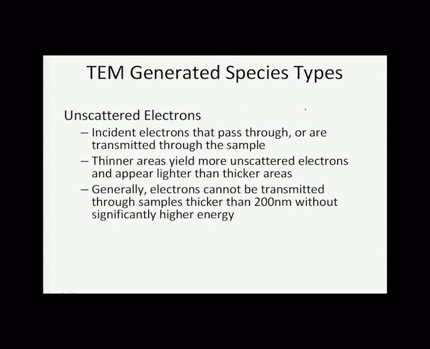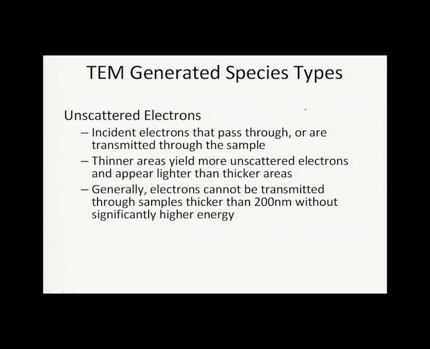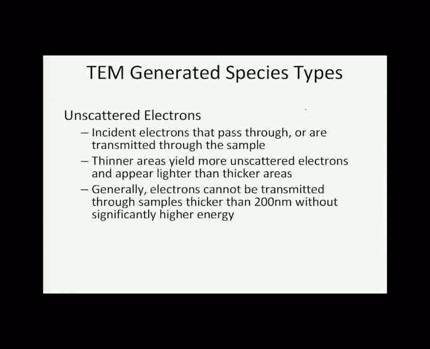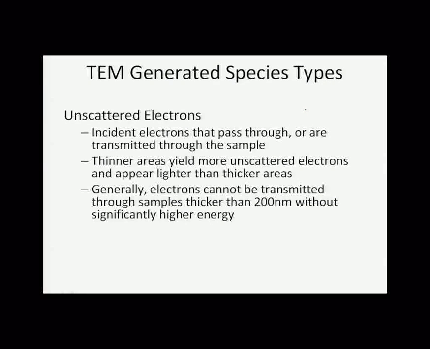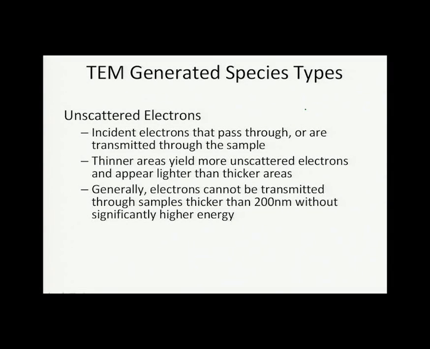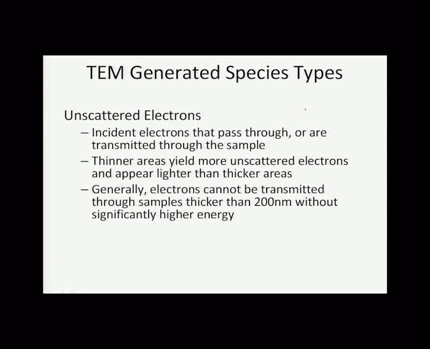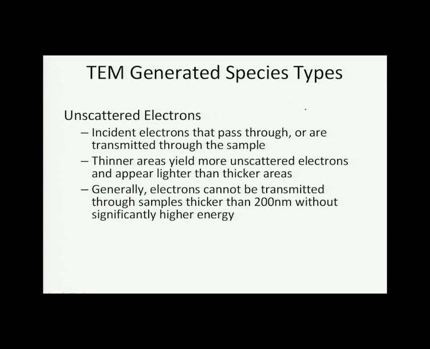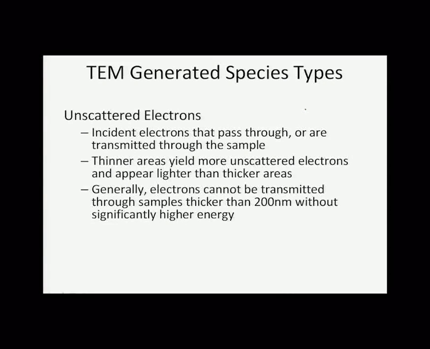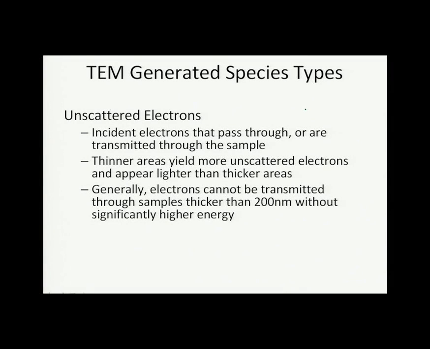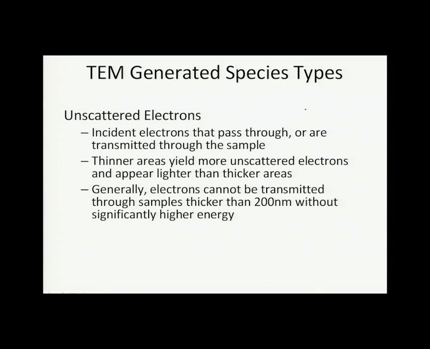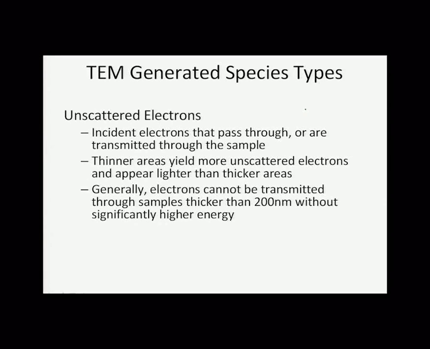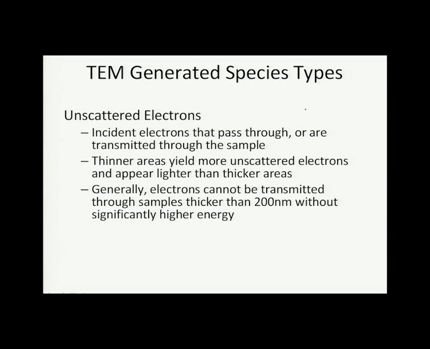Unscattered electrons. These are another type of species we see in TEM. These are incident electrons that pass through the sample or are transmitted through the sample. Typically, thinner areas yield more unscattered electrons and appear lighter than in thicker areas. That makes sense. And generally, electrons cannot be transmitted through samples thicker than 200 nanometers or 0.2 microns without significantly higher energy. So, in the case of unscattered electrons, we would see brighter areas in thinner areas of our sample because more unscattered electrons have passed through.